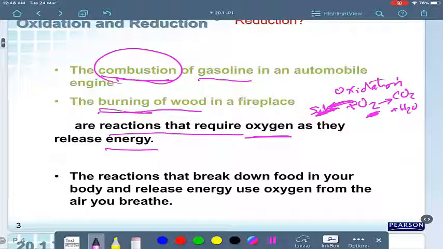Also, we have other examples, like breaking down food inside your body. It releases energy, and before releasing energy, it reacts with the oxygen you are breathing. So it's a type of oxidation as well. Any burning or combustion releases energy, like food, gasoline, wood, anything. We use the oxygen we breathe to burn the food and get energy.